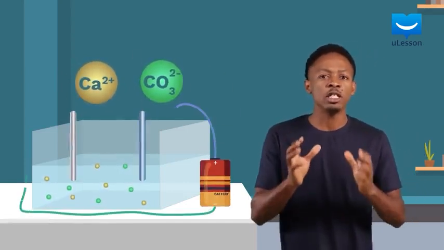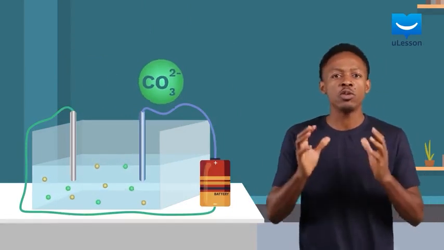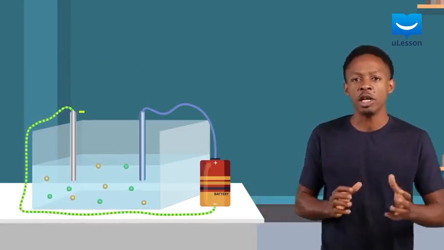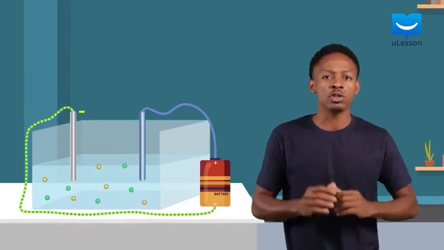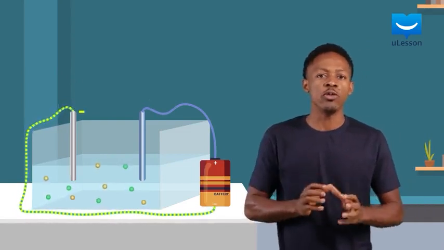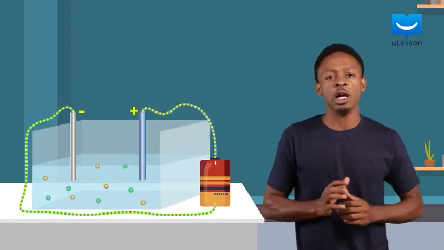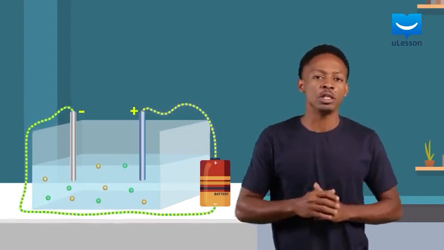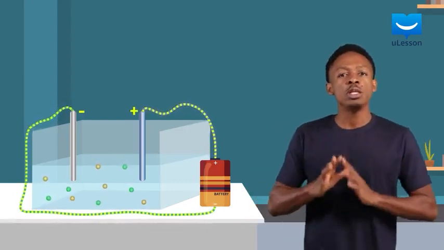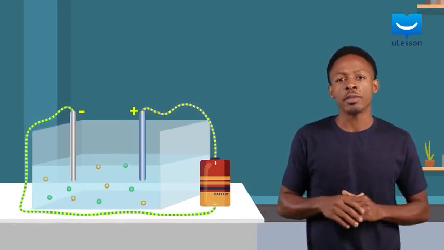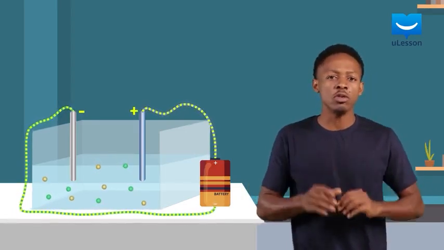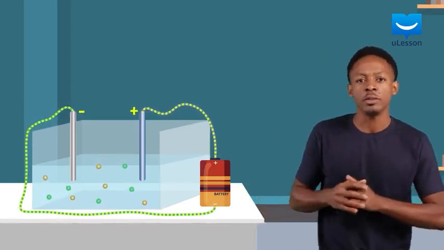When a direct current is passed through this solution, electrons will flow from the negative terminal of the battery to the cathode and into the solution, while electrons will flow from the solution through the anode to the positive terminal of the battery, and this will complete the circuit. But what happens in the solution? Let us take a closer look at the process in the liquid.